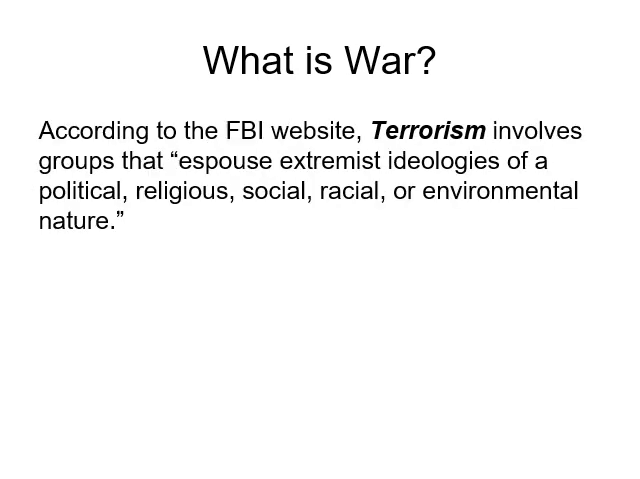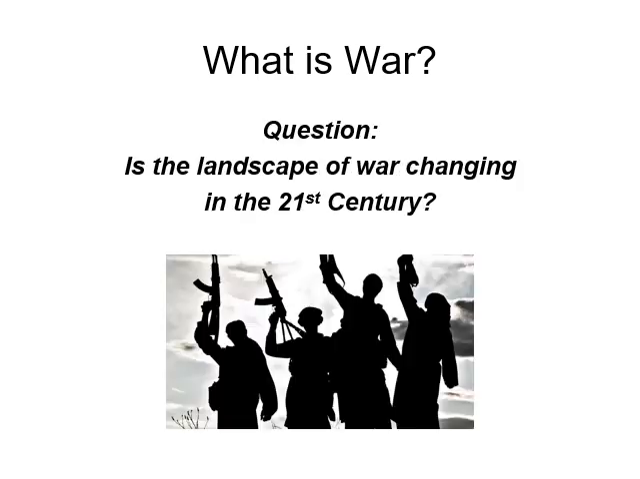And according to the FBI website, terrorism involves groups that espouse extremist ideologies of a political, religious, social, racial, or environmental nature. So terrorism is synonymous with extremism and extremist ideologies. Now, in the 21st century, something that's being discussed in academia is whether the landscape of war is changing. That is, the question is whether our conception of war as a legal, open and declared conflict between political entities is an outdated definition of war. Because of the American wars in the Near East, for example, we're finding that maybe the definition of war needs to be updated. So that's just something for us to think about because it's being discussed in the academy.